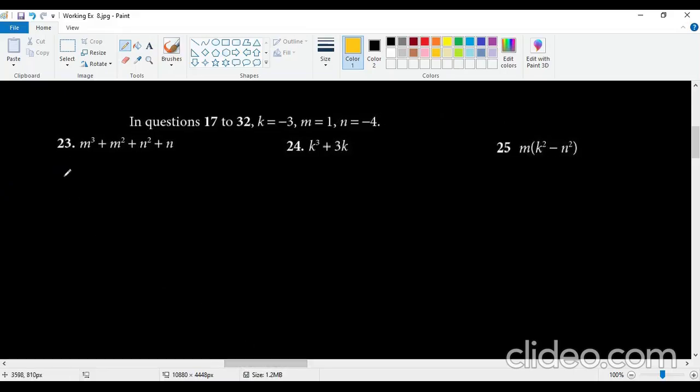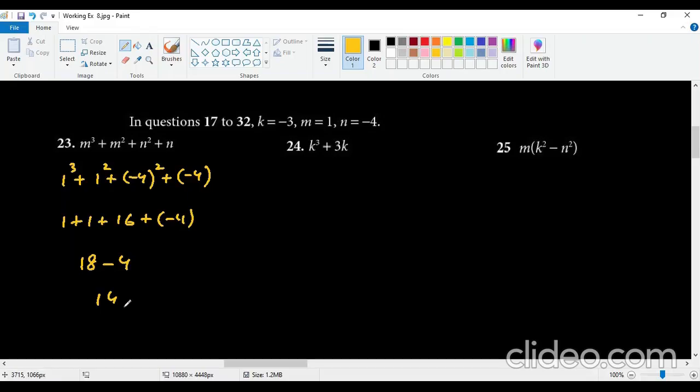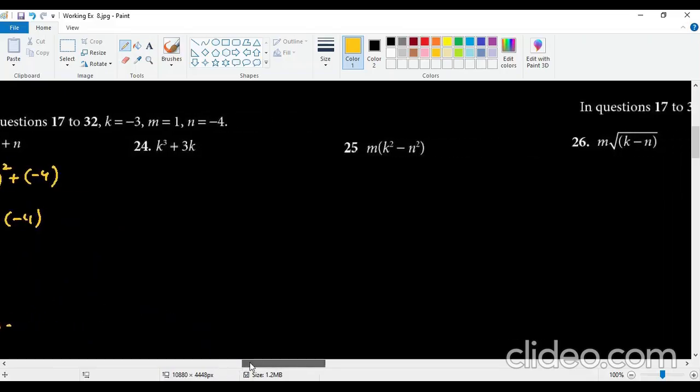Now comes question number 23. The value of m is 1, which is a cube, plus m value again, which is a square, n value is negative 4, which is again a square, and negative n, and n negative 4 is going to be the value. So 1 plus 1 and plus 16 and plus minus 4. So this is going to give you 18 minus 4. So 14 is going to be your final answer.